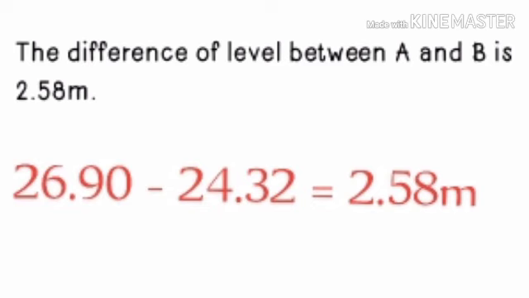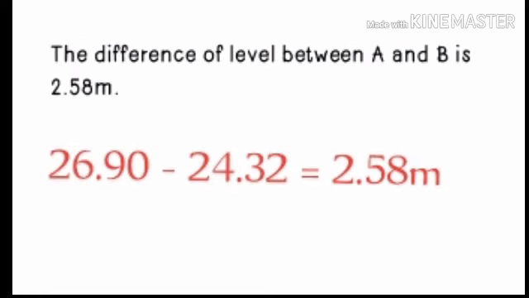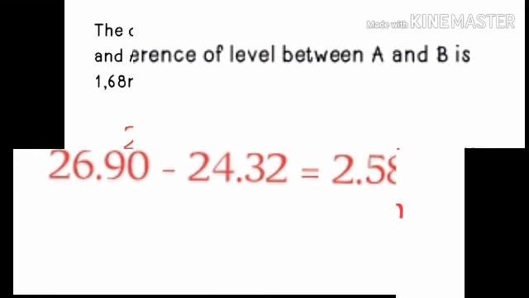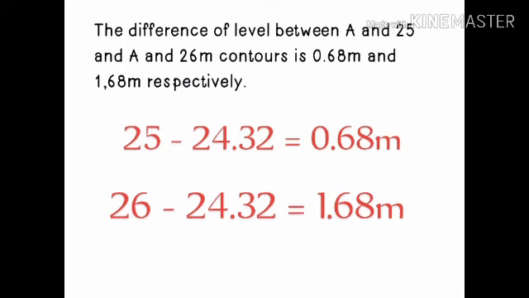The difference of level between A and B is obtained by subtracting the reduced levels of A and B. The same is also done for the difference of level between A and the 25 meter contour, and also A and the 26 meter contour, as shown.